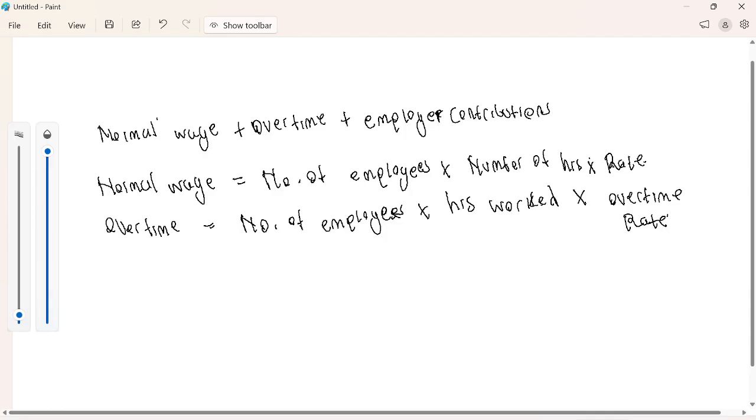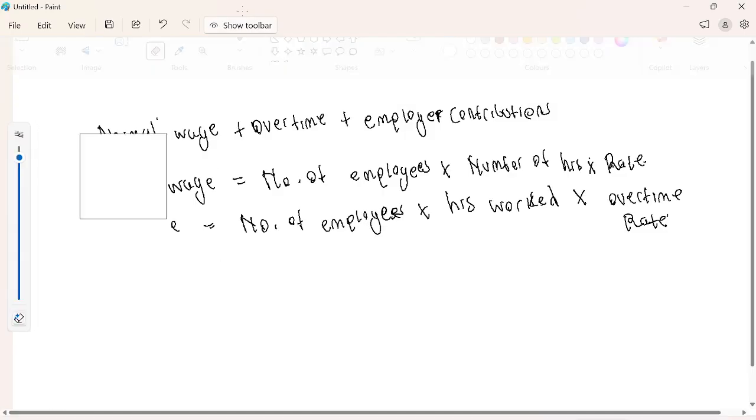Some might not know what a normal rate is or how to find it. So this is how you find it: number of employees multiplied by number of hours worked multiplied by the rate, right? So if you come across something like that, please do not forget, guys.